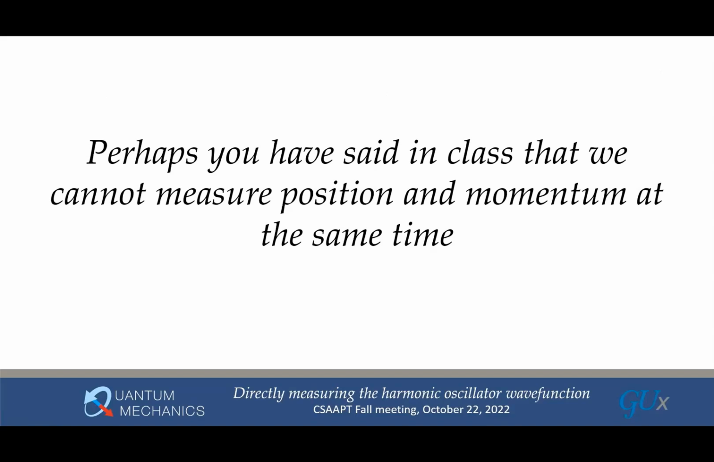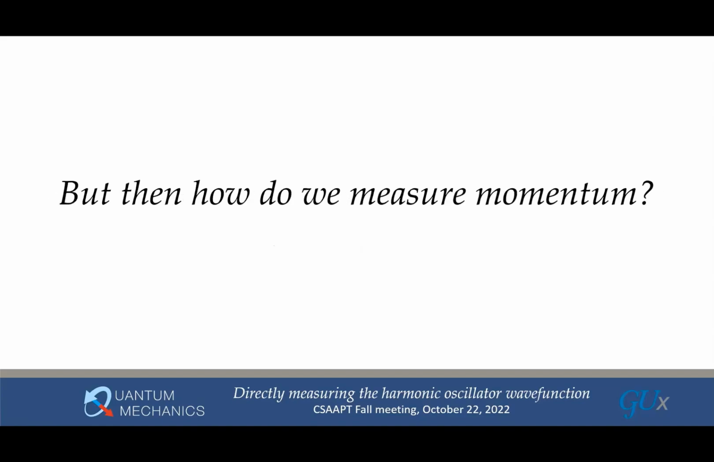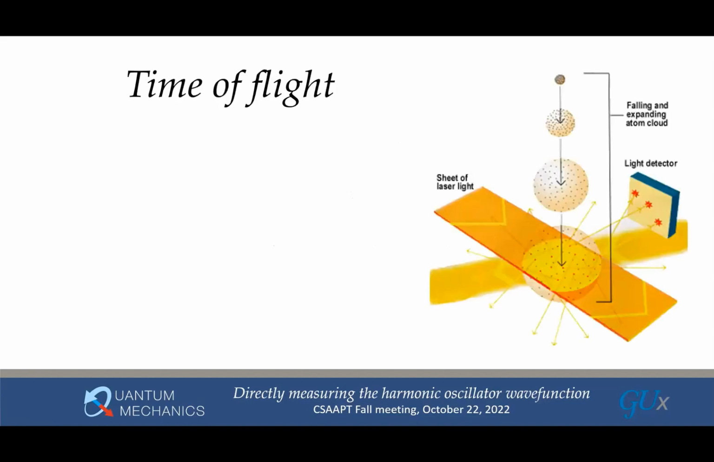Now, many of you might have said in the class that you cannot measure position and momentum at the same time. I know I used to say this. And then I never went to the next question, which is, okay, how do you measure momentum? After all, isn't your detector located somewhere? Or isn't your detector, at the very least, measuring the position of something at the same time? Well, it turns out that the most common way of measuring momentum is to measure position, and it's done with an experiment called time of flight.